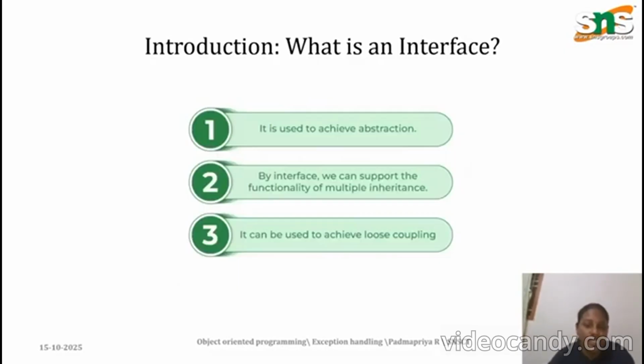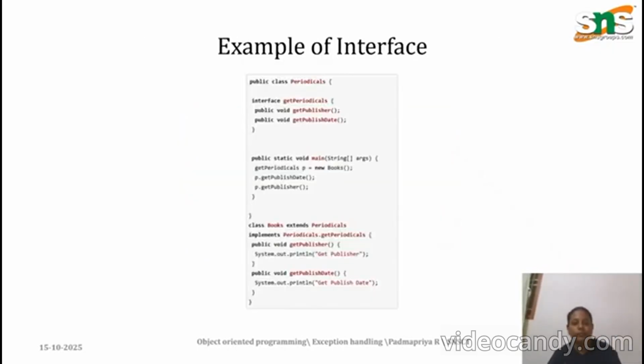So before that, what is an interface? Generally, the interface is used to achieve multiple inheritance. In inheritance, five types of inheritance are available, and one of them is multiple inheritance. This inheritance we can't achieve with normal inheritance in a Java program. So for achieving this type of inheritance, we are using an interface. It can also be used to achieve loose coupling. This is the example of an interface.